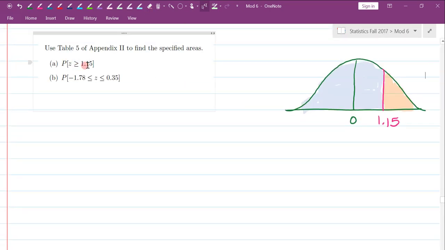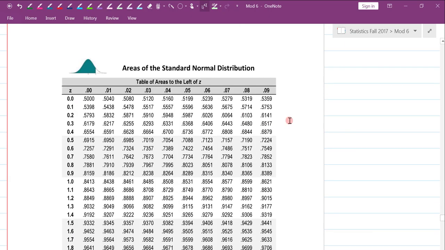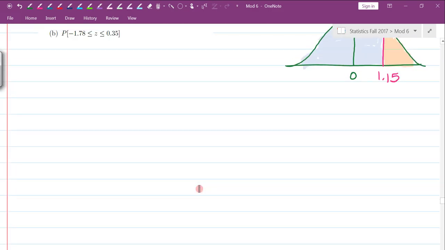So we have 1.15. We don't look at this area because this is negative. We're going to come in here and look for the number 1.1, and then 5 is right here. We're going to look at the intersection of the two, and it's right there at 0.8749.